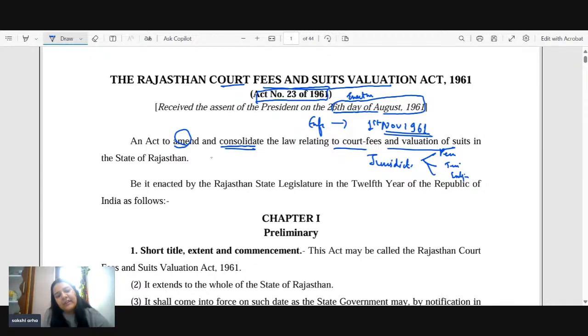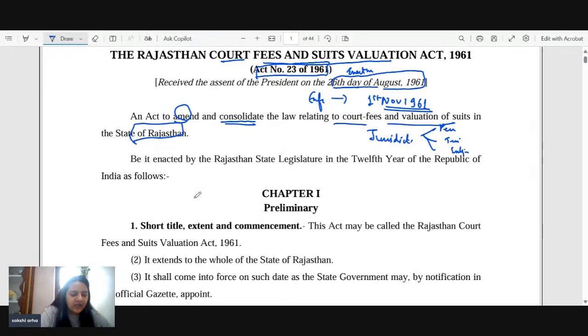But this is specifically with the state of Rajasthan only. Okay, this is not for any other state. This act is applicable only on state of Rajasthan. Then how many sections are there in this act? So in total there are 74 sections in this act. How many chapters are there? So there are 8 chapters.